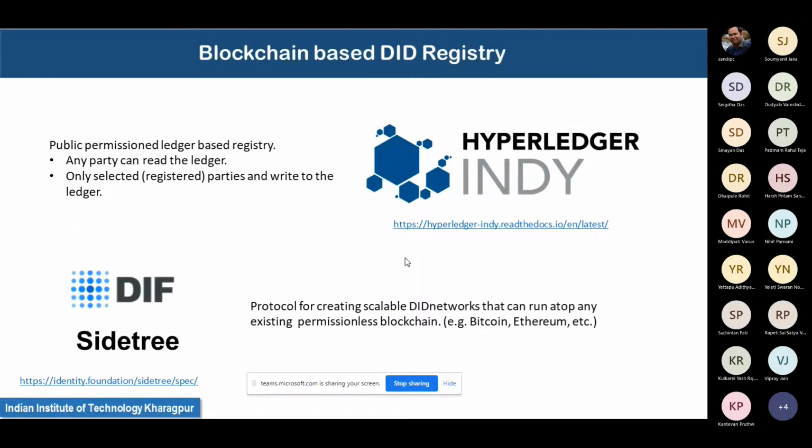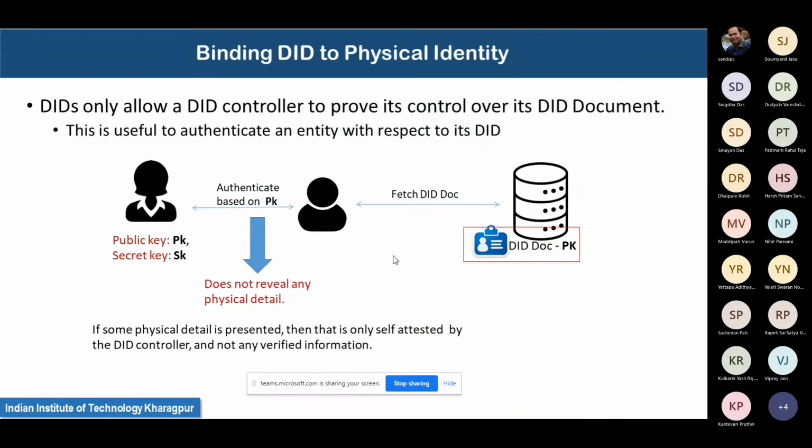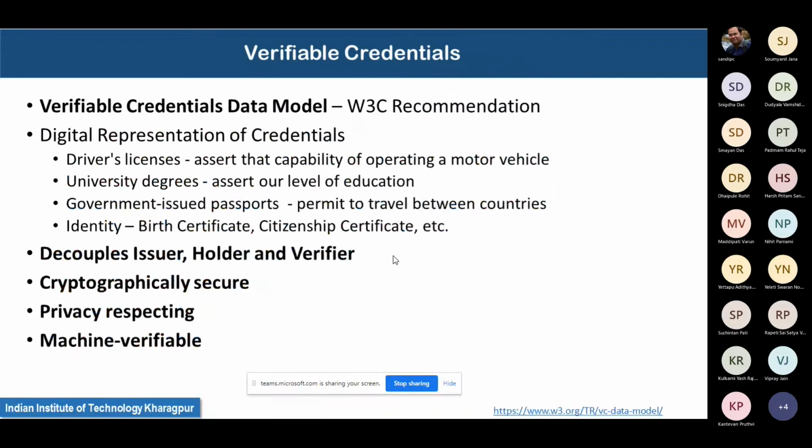And from there, we got into the discussion of how blockchains can support that. And as we mentioned, Hyperledger Indy is one such, which supports this DID registry, and we'll have some tutorial on it. Also, there was Sidetree, which provides DID networks that can run atop any existing permissionless blockchains also. And then we started our discussion on binding DID to physical security, and from there we went on to introduce this concept of verifiable credentials in our last class.